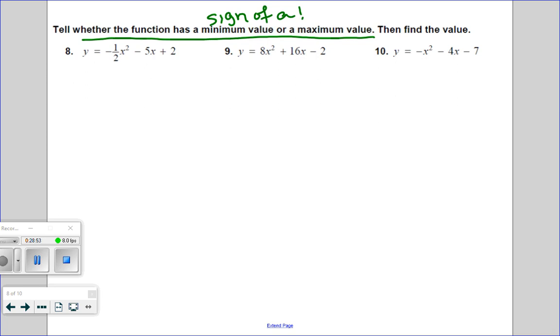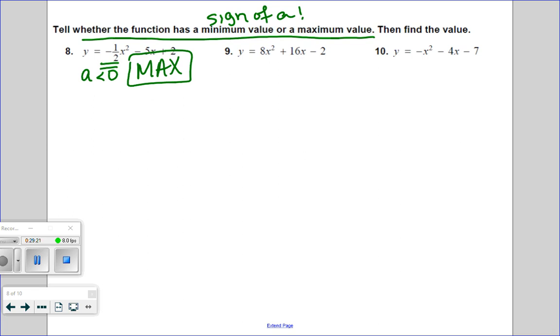Okay? So let's take a look at number 8, sorry. All right, I notice a is negative 1/2. That means that a here is less than 0, or in other words, negative. Does that make this a max or a min? That's going to make that a max. Okay, so that answers question number 1 here. If that a value is less than 0, which means negative, then we know we're looking at a maximum value. Okay, how to find it?